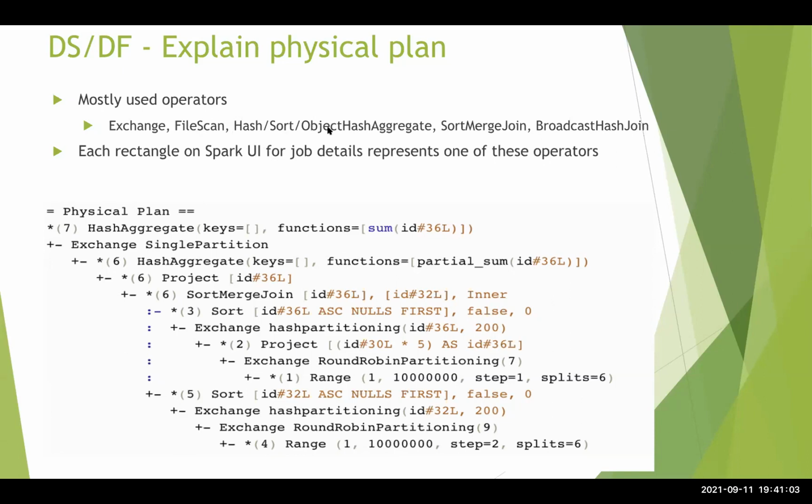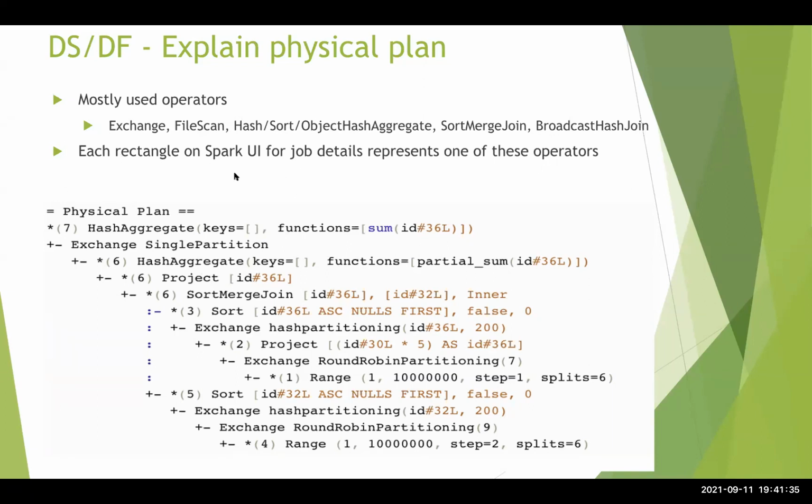Then you will have sort hash aggregate or object hash aggregate. I think you see hash aggregate here, another hash aggregate here. Sometimes you will see sort hash aggregate, and sometimes you'll see object hash aggregate. What are those? You will see sort merge join, which appears here. Broadcast join is not appearing here, I think, but broadcast join you all know, right? When you broadcast a variable and on the basis of that you join, that's a broadcast hash join, and that will appear in this plan as broadcast hash join.